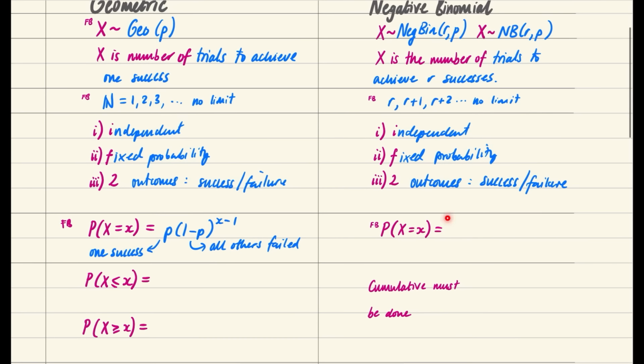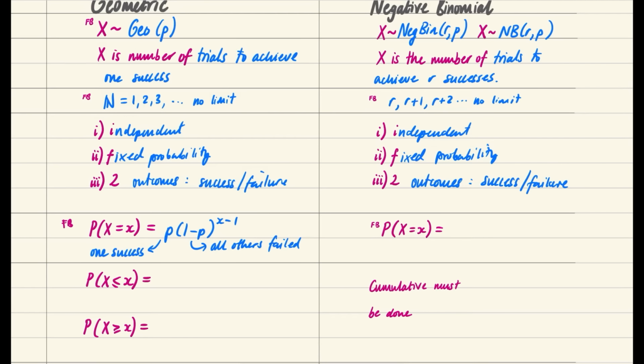Now, I probably would use the formula for this one from the formula book, but I can kind of remember this one, that it's the binomial coefficient X minus 1 and R minus 1. We then have P to the power of R, and we have 1 minus P to the power of X minus R. Now, the P to the power of R is pretty obvious, right? That is just representing the R successes that we've got. And then this 1 minus P to the power of X minus R is representing the fact that the rest are failures.